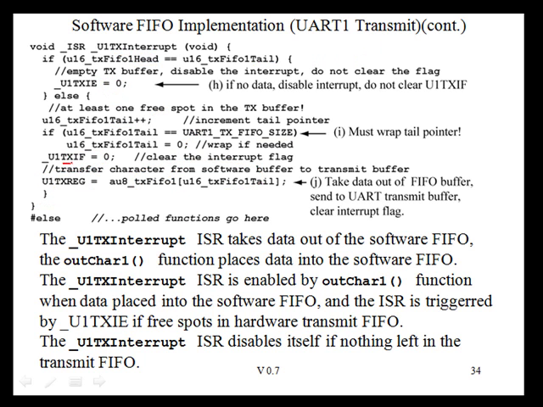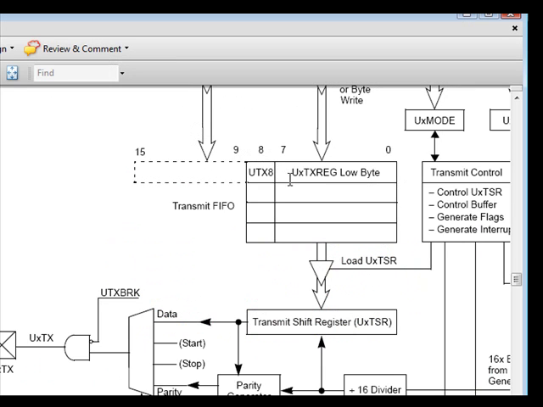Let's be clear as to when this transmit interrupt flag is set. It is set to a 1 when a piece of data in this transmit register FIFO is transferred to the transmit shift register.